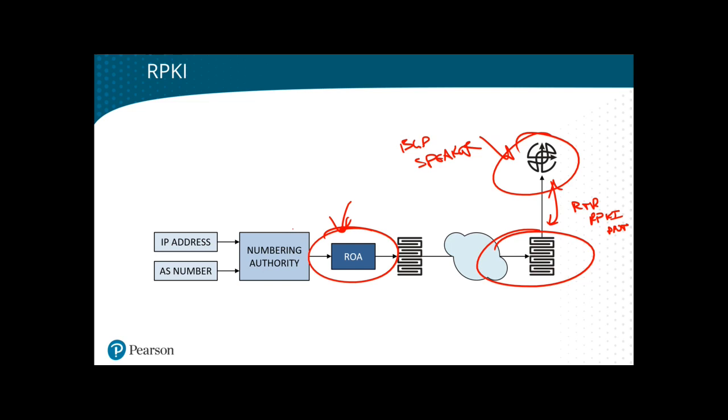So again, the RPKI is not perfect. It doesn't solve every problem, but it solves some of the problems of route hijacking on the global internet. There are other things called BGP-SEC, which I'm not really fond of. And then there's a new one called ASPA, relatively new. And then there's SOBGP, and there's other solutions that solve more of the problem.